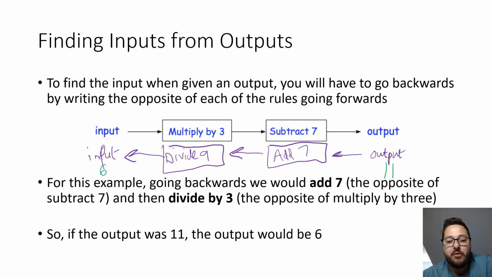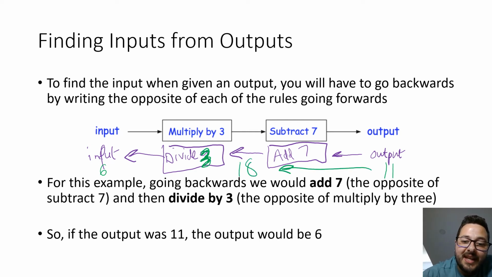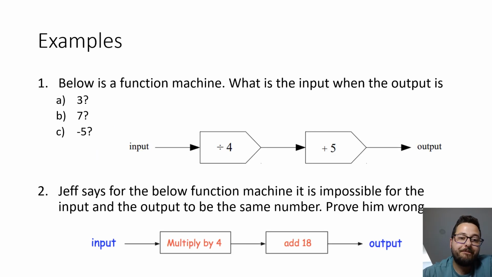So let's just show that. So 11, I don't know why I've put divide 9 there. I mean divide 3, because it was multiplied by 3. Okay, so we start with 11, we add 7, so 11 plus 7 is 18, and then divide by 3, 18 divided by 3 gives us the 6.